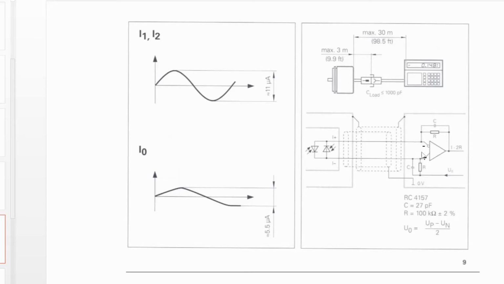So in the configuration that I'm going to show you, I'm going to replace this with a 450 kilo ohm resistor. And what that's going to do is boost the gain of the op amp, and it's going to give a very square signal. So it's going to look much more like a digital quadrature signal.